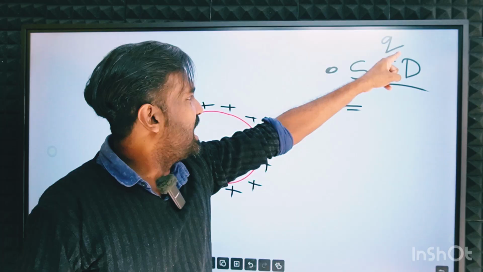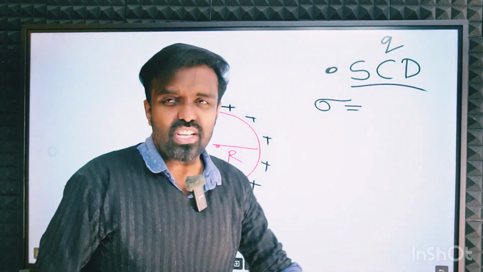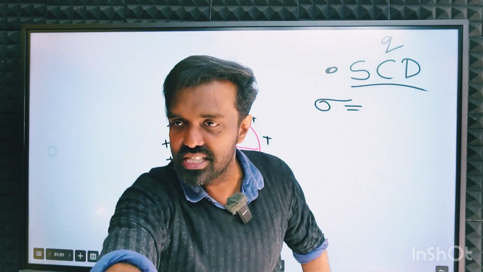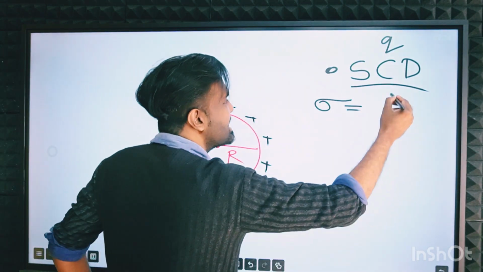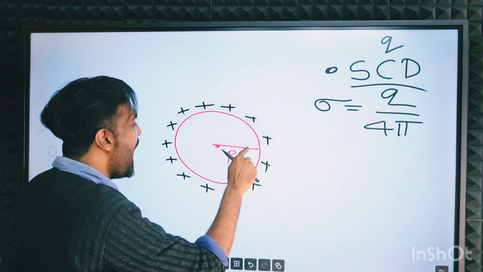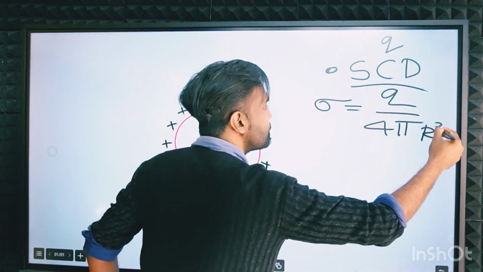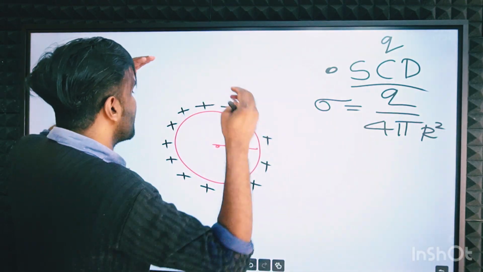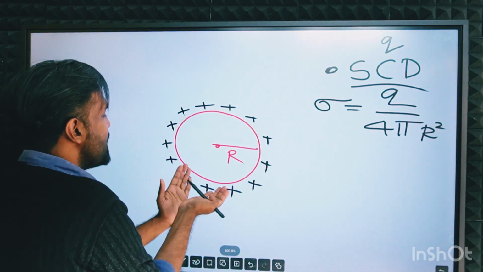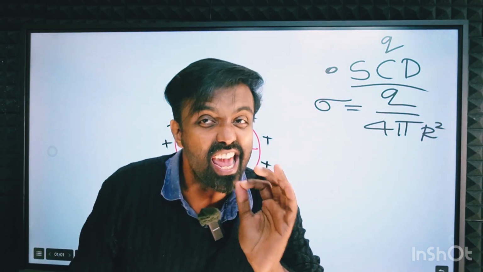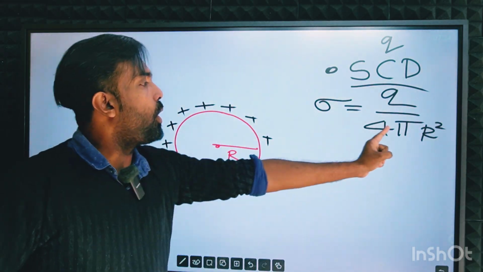Surface charge density sigma. The surface charge density formula is charge divided by 4 pi r square, that is, charge divided by area. Where is the charge given? Charge is given onto the area of the sphere. So it is charge by area, guys. Here the area is 4 pi r square.